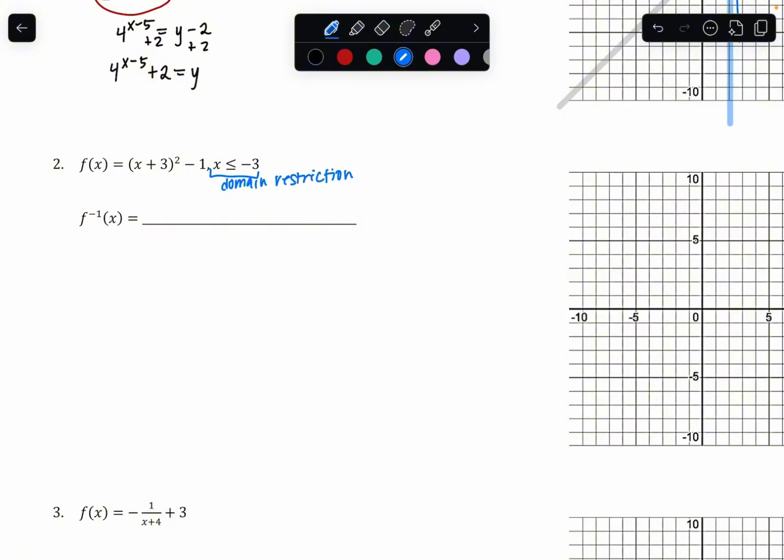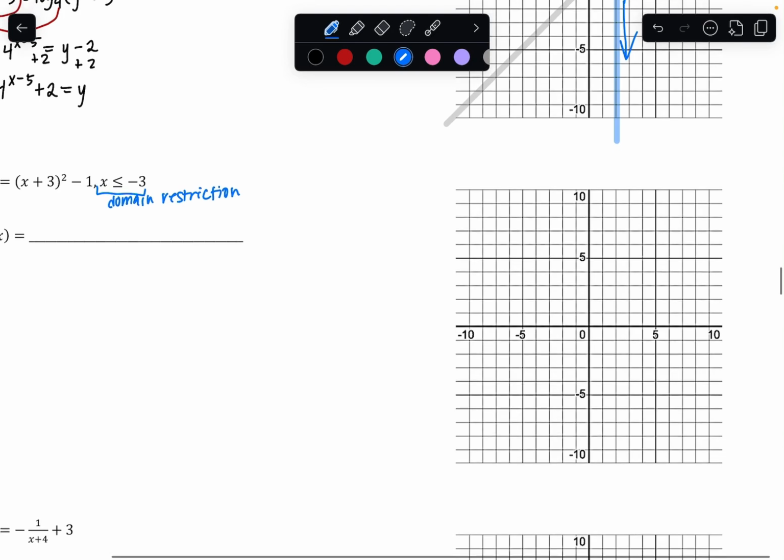And so starting with the quadratic parent function, we have a vertex at 0, 0. 1 squared is 1, 2 squared is 4. And so we have those same points on each side, and it makes a parabola.